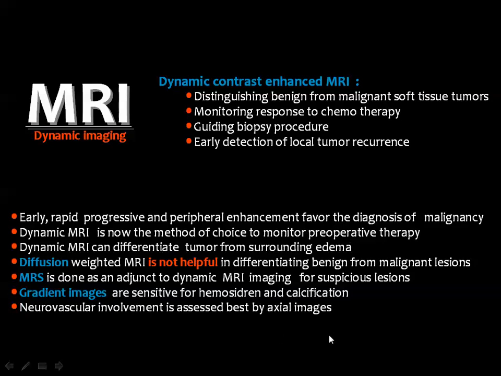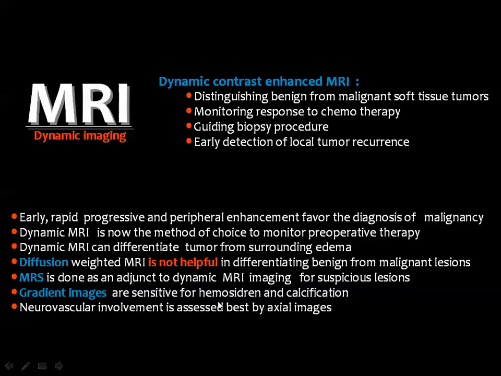Then these are some important notes about MRI: early, rapid, progressive peripheral enhancement may favor the diagnosis of malignancy. Dynamic MRI is considered the method of choice to monitor preoperative therapy, and it can help in differentiating the tumor from the surrounding edema. Diffusion MRI is not helpful in differentiation between benign and malignant. However, MR spectroscopy may help sometimes in differentiation.